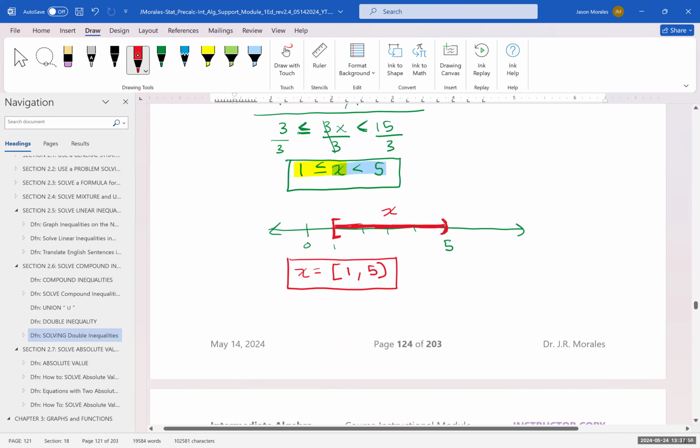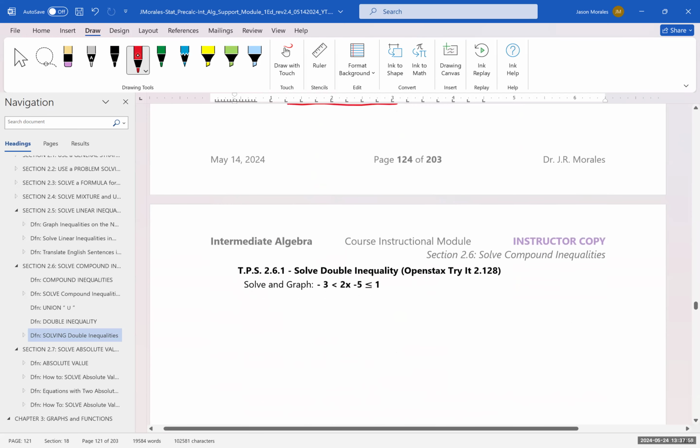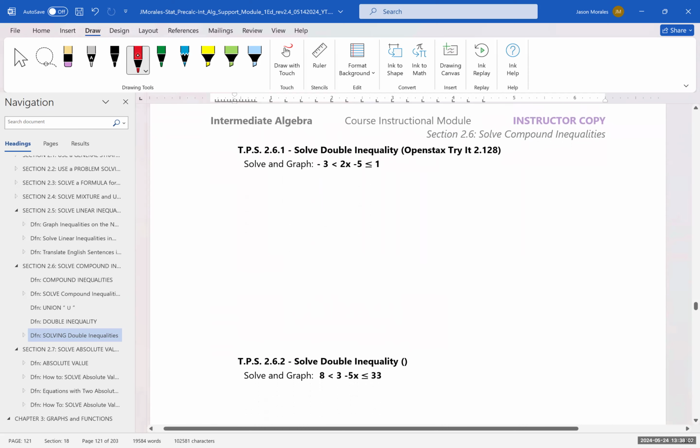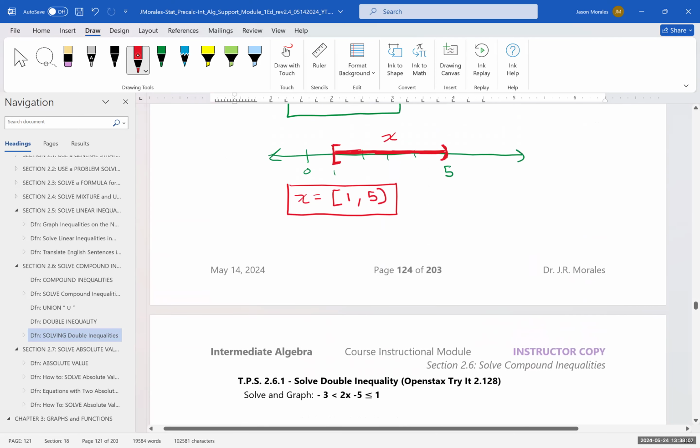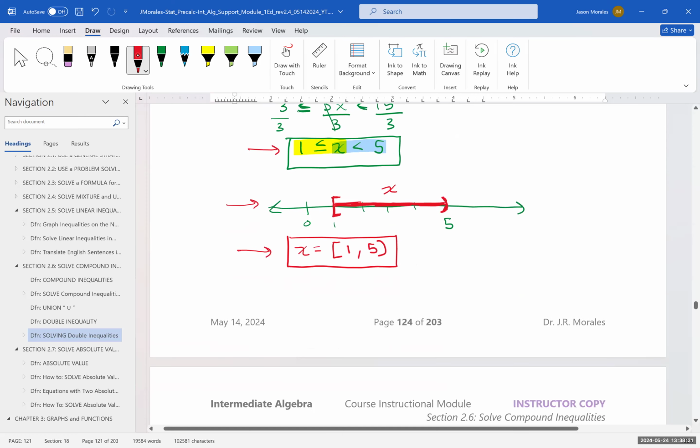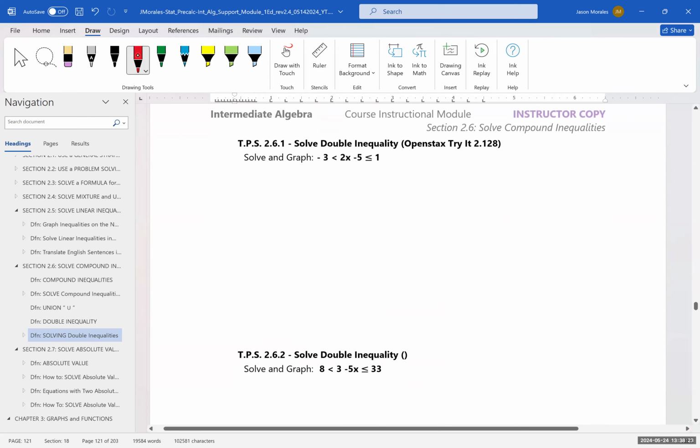All right. On the next page, we have two think-pair-shares. Give both of these a try. Solve it and give the double inequality form of your solution, a number line graph of your solution, as well as the interval notation of your solution. Give that here in these two.